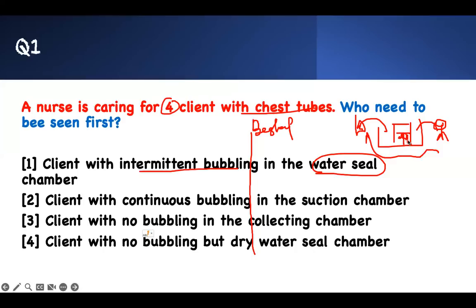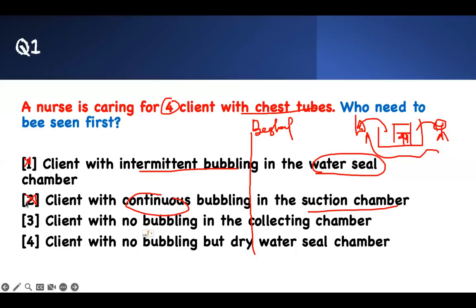Once in a while, you see some small bubbling because it was placed because of chest and pneumothorax. Intermittent bubbling is normal. Sometimes when the patient coughs, you see intermittent bubbling. But if there's continuous bubbling, then that's wrong. So this, we don't need to see these patients. A client with continuous bubbling in the suction, you've got to pay attention. Continuous in the suction chamber. Here we bring in suction into the system. So you should see bubbling in the suction chamber. If you don't see bubbling there, then there's something wrong. Therefore, you should not see this patient.